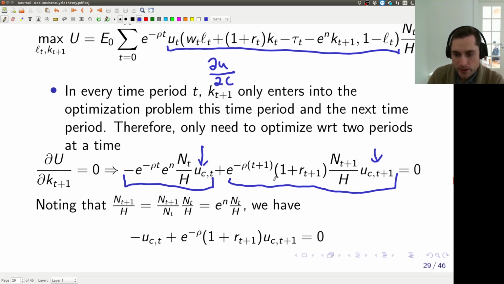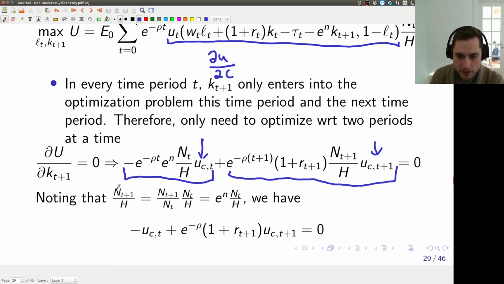All right, and then using the same trick we did before, noting that n_{t+1} divided by h is just e to the power n times n_t divided by h, we can multiply the numerator and denominator by n_t. Then this thing here is going to turn into an n_t, and we're going to have an n_t there. We can cancel those out. So in other words, we can cross that out, and then write in an e to the power n here. All right.